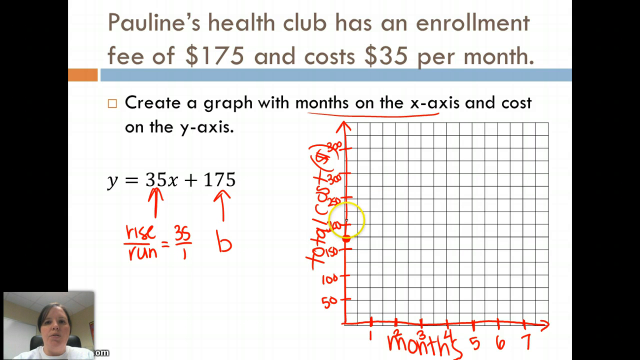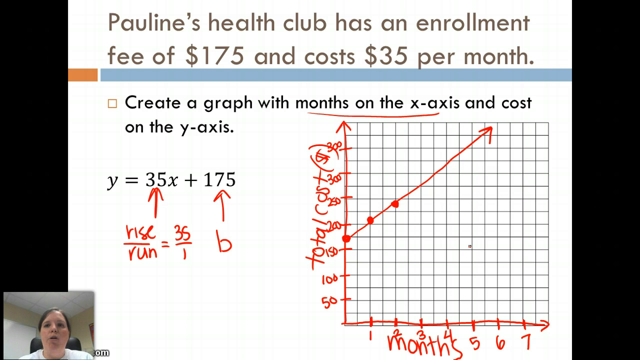We said the next value is 210, and then over 1 month. So no, it's not over one space. It's not up 35 spaces. I have to take consideration of what my scale is. So up 35 would put me about 245 over 1 month. Up and over. I can kind of just continue my line here, and ideally I would have a ruler here, but unfortunately I do not.